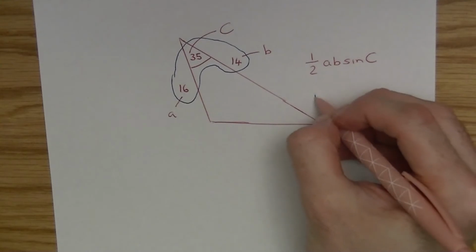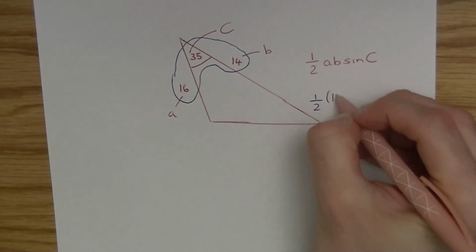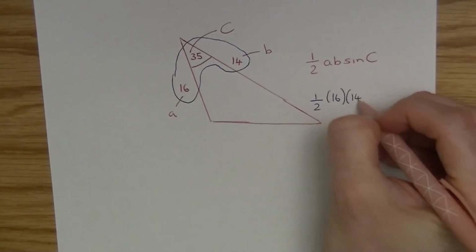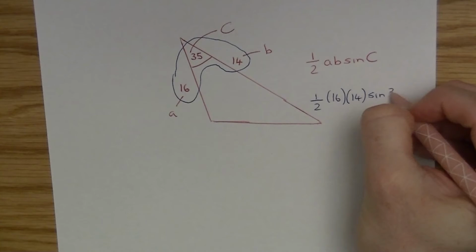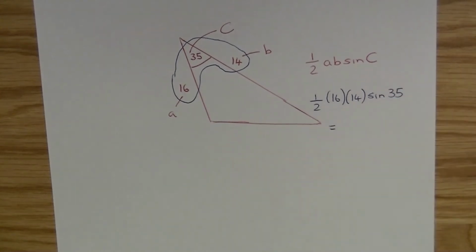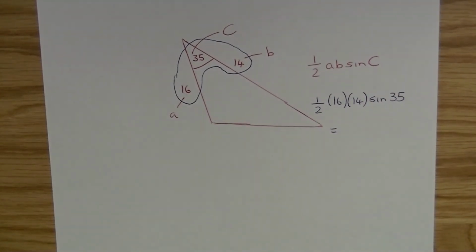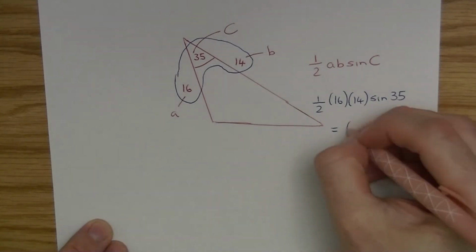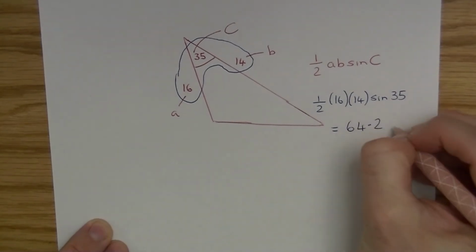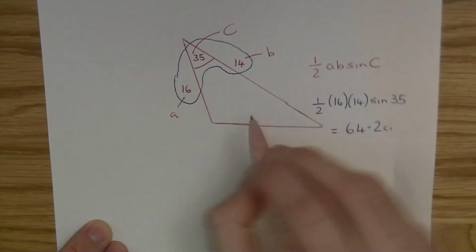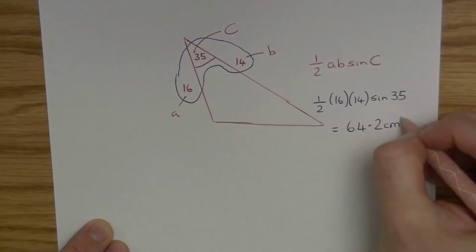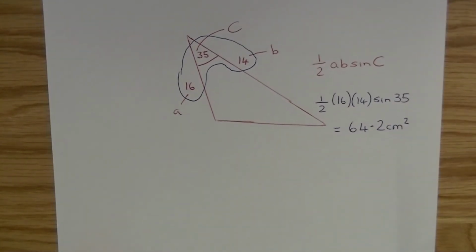Don't overthink it. So I'm going to put 16 in for A, 14 for B, and sine 35 straight into my calculator. And I get the answer, again, 64.2. We're looking at the area here. Assuming these are centimetres, then the area would be centimetres squared.